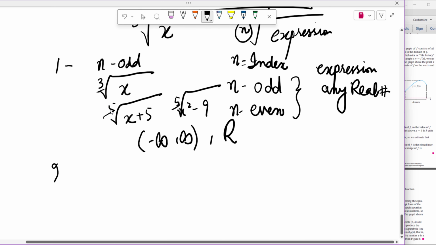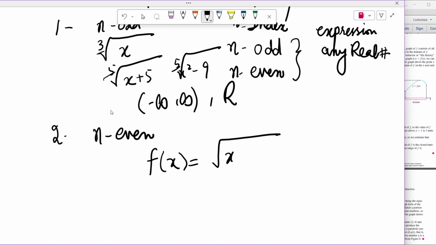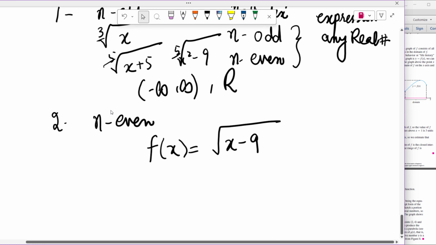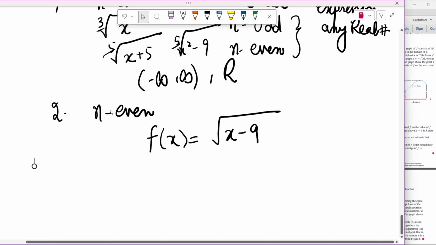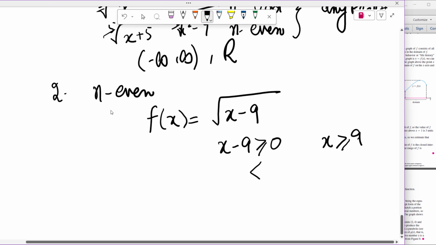The second case is when n is even. Let's discuss it with an example. We have the function f of x equal to the square root of x minus 9. According to the rule, whatever is inside the radical should be non-negative. To make it non-negative, it should be greater than or equal to 0, so x minus 9 is greater than or equal to 0, or x is greater than or equal to 9.